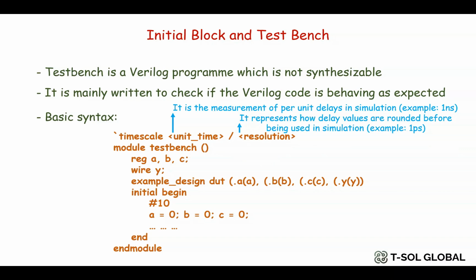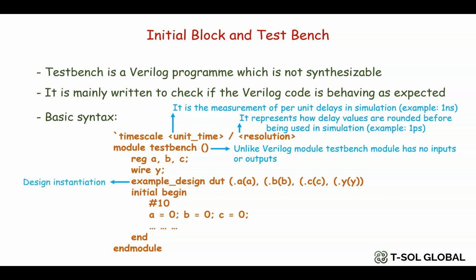Now the next line is module, and you write the name of the test bench. Unlike a Verilog module, a test bench module has no inputs or outputs. Then we write the variables which will represent mainly inputs or outputs. Then there is the design instantiation, which is mainly mapping the test bench inputs and outputs to the main Verilog code inputs and outputs.